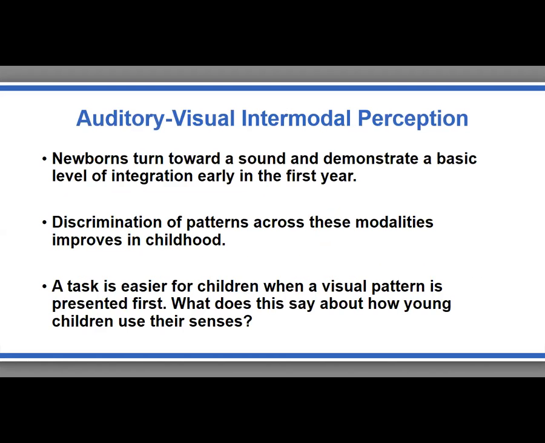Auditory visual intermodal perception. Newborns turn towards a sound and demonstrate a basic level of integration early in their first year. So that's where they do the snapping, and if they turn towards that side, they're like, all right, they're getting that it's coming from this area, right? And then they can snap on the other side. Discrimination of patterns across these modalities improves in childhood.